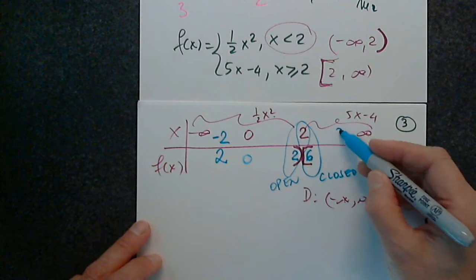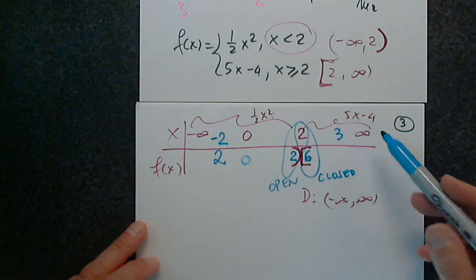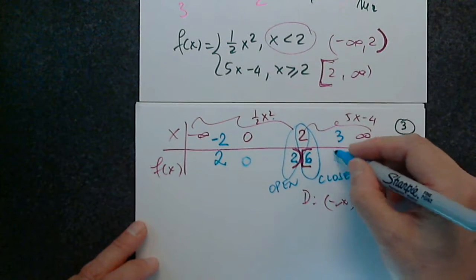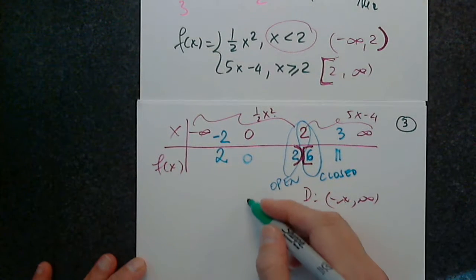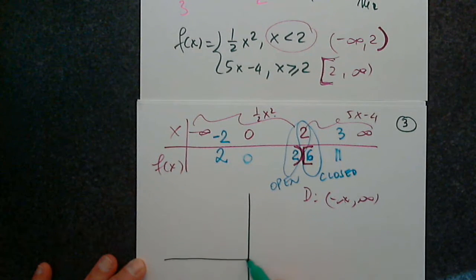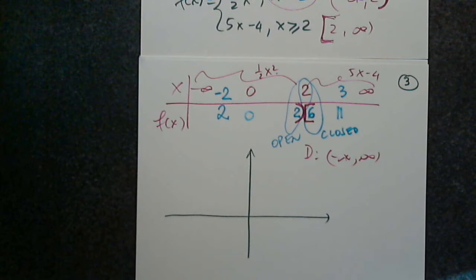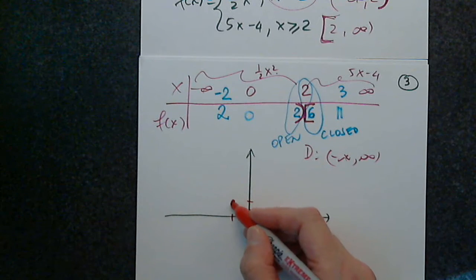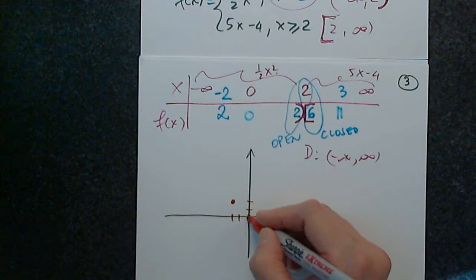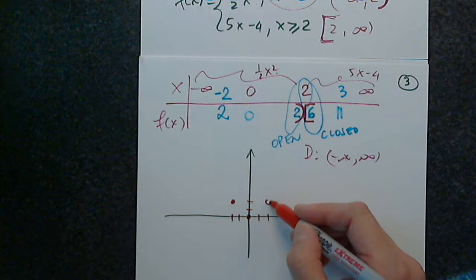And then I have to plug in at least one more x value. So it's 15 minus 4, which is 11. That is basically all I need. And now from left to right, I plot the ordered pairs I see. Negative 2, 2, 0, 0, and 2, 2, which is an open point.